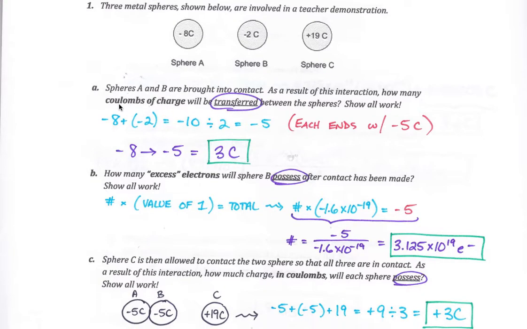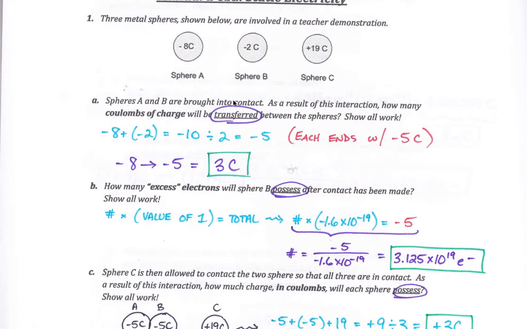So here we're given that spheres A and B are brought into contact. As a result, how many coulombs of charge will be transferred between the spheres? They're not asking how much each will end with. They're saying how much will be transferred between the spheres. Now the first thing we need to do is figure out how much they will each end with, because I need the starting and the ending point to figure out how much of a transfer occurred.